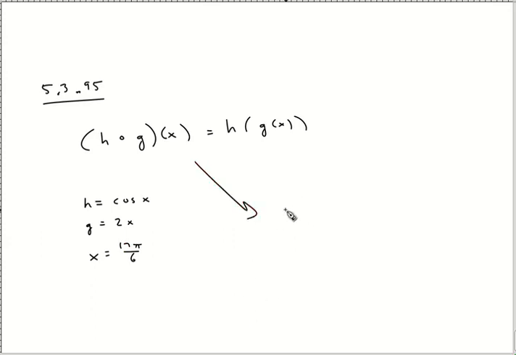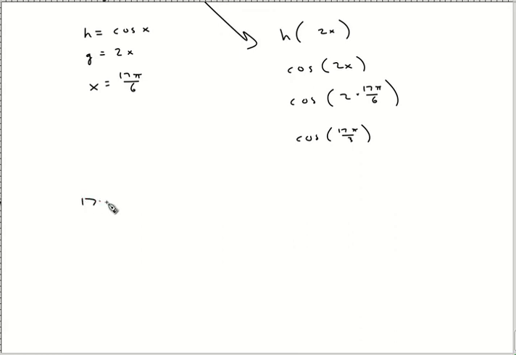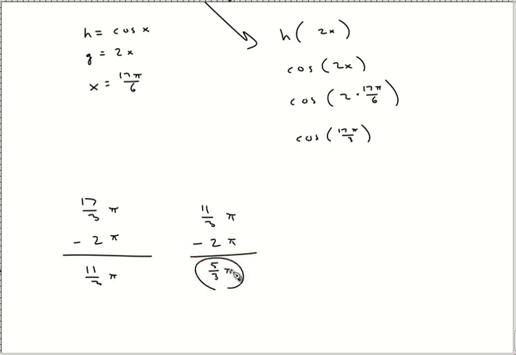Okay. So my h is on the outside, and then my g is that 2x. And so that's basically going to be cosine of 2x. But then it's not just x, because x is equal to 17 pi over 6. And the 2 and the 6 are going to cancel to make that into a 17 pi over 3. And that's where we have to start doing some math magic. So, just like all the other times that we've done so far, how many times have we done this today? I don't know. 17 over 3 minus the 2 is 11 over 3 pi. Still not good enough. Minus the 2 again. And I've got 5 pi over 3, which is on my unit circle, thankfully.